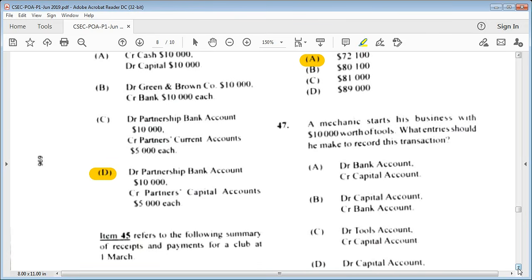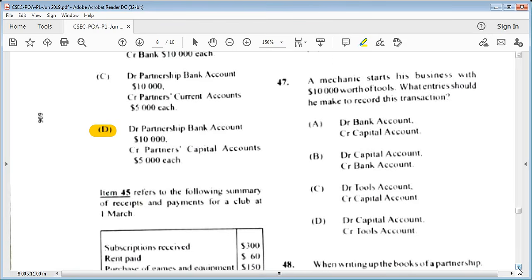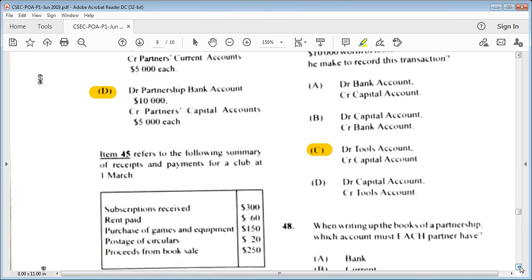Let's move on to 48. A mechanic starts his business with $10,000 worth of tools. What entry should he make to record this transaction? A. Debit bank account, credit capital account. B. Debit capital account, credit bank account. C. Debit tools account, credit capital account. D. Debit capital account, credit tools account. So we know we are going to have to debit the tools account and credit capital account. C would be our answer.